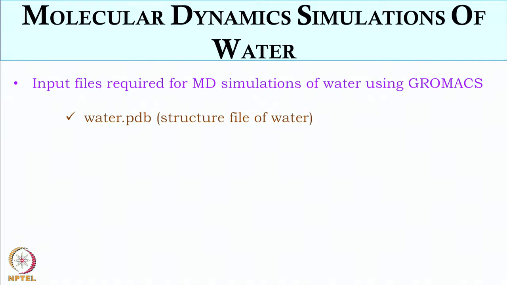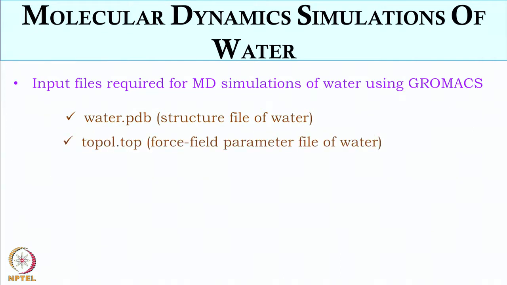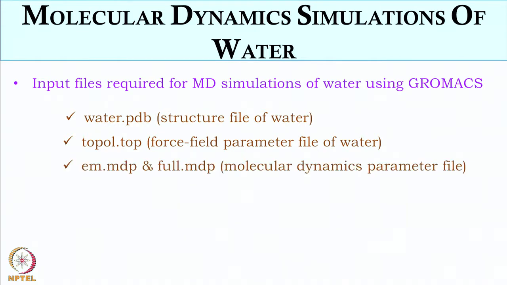So for molecular dynamic simulations of water, the input files required are the structure file of water, that is water.pdb. Then we require a topology file, wherein the force field parameter of water is included. Then we need the MDP file, which is the molecular dynamics parameter file. We need 2 MDP files, one for energy minimization and one for the full molecular dynamics. So can you comment on where these files are available? These files are available in the GROMACS site itself, and also in the GROMACS manual.